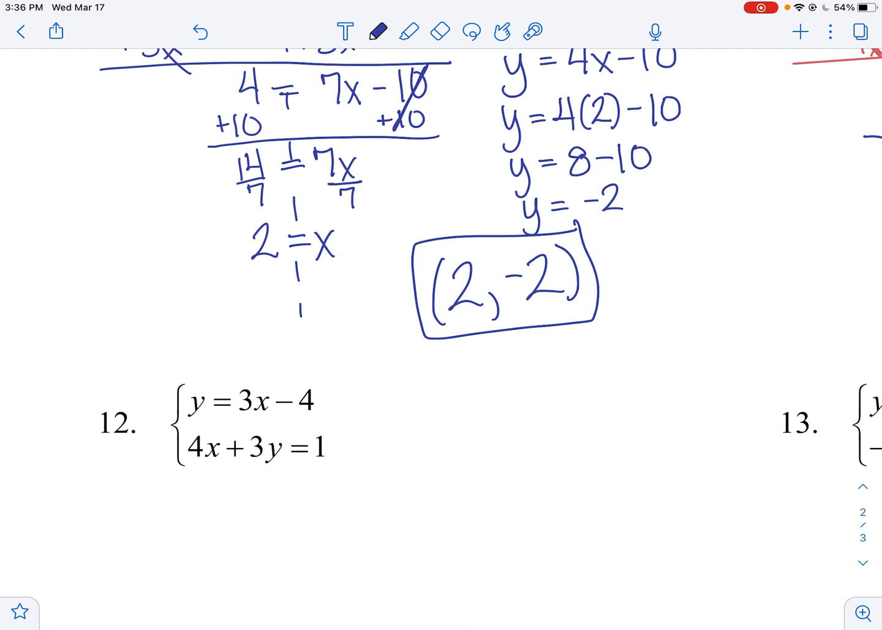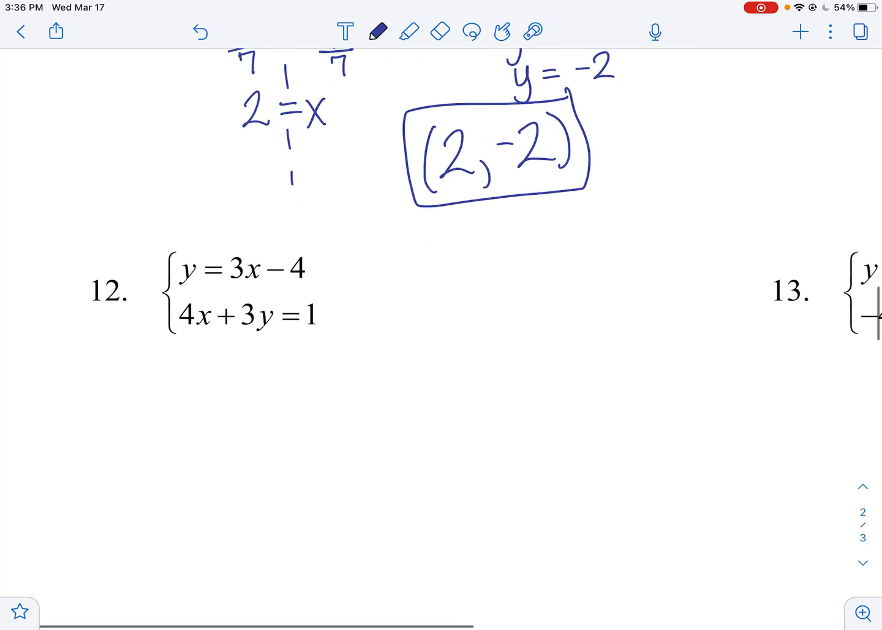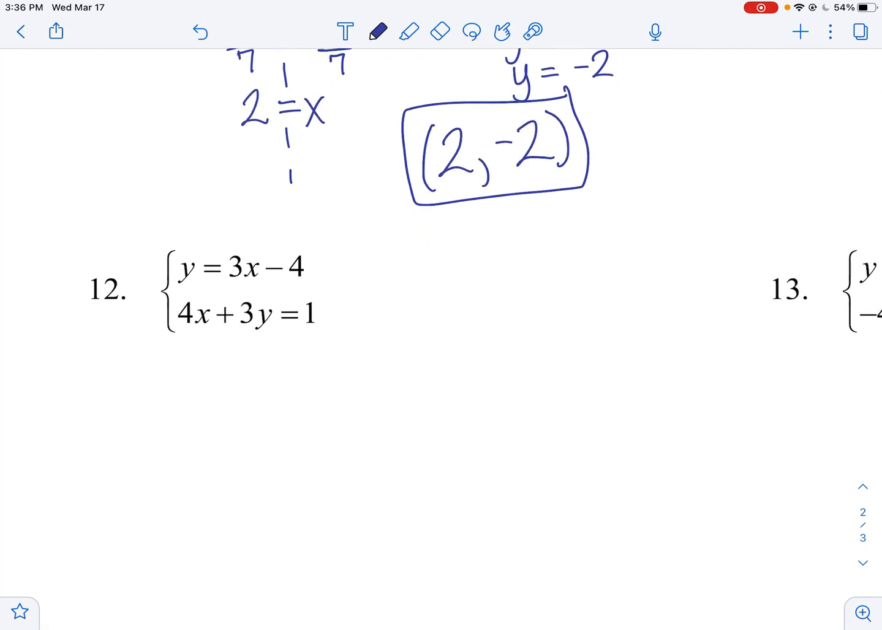Okay, now, this is where they take it even one step further. There's not going to be a lot of these problems that you're going to have to do on your homework, but it's good to just talk about them to get you ready for algebra next year. So, this says y equals 3x minus 4. So, we are going to replace y in this equation with 3x minus 4.